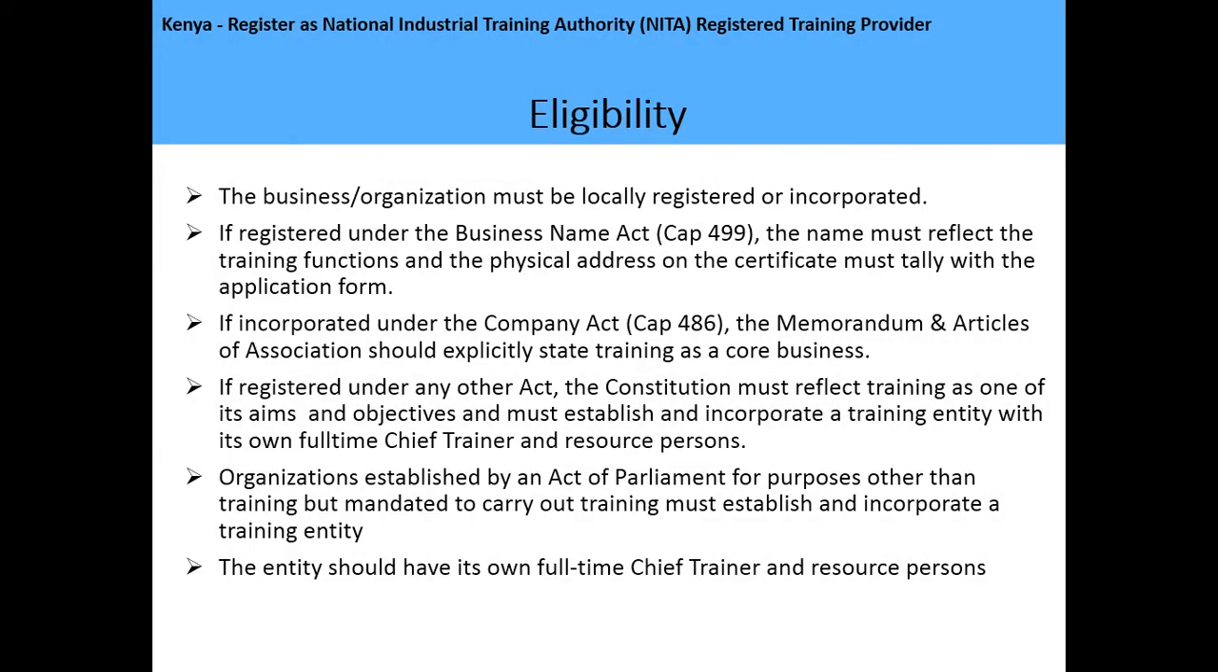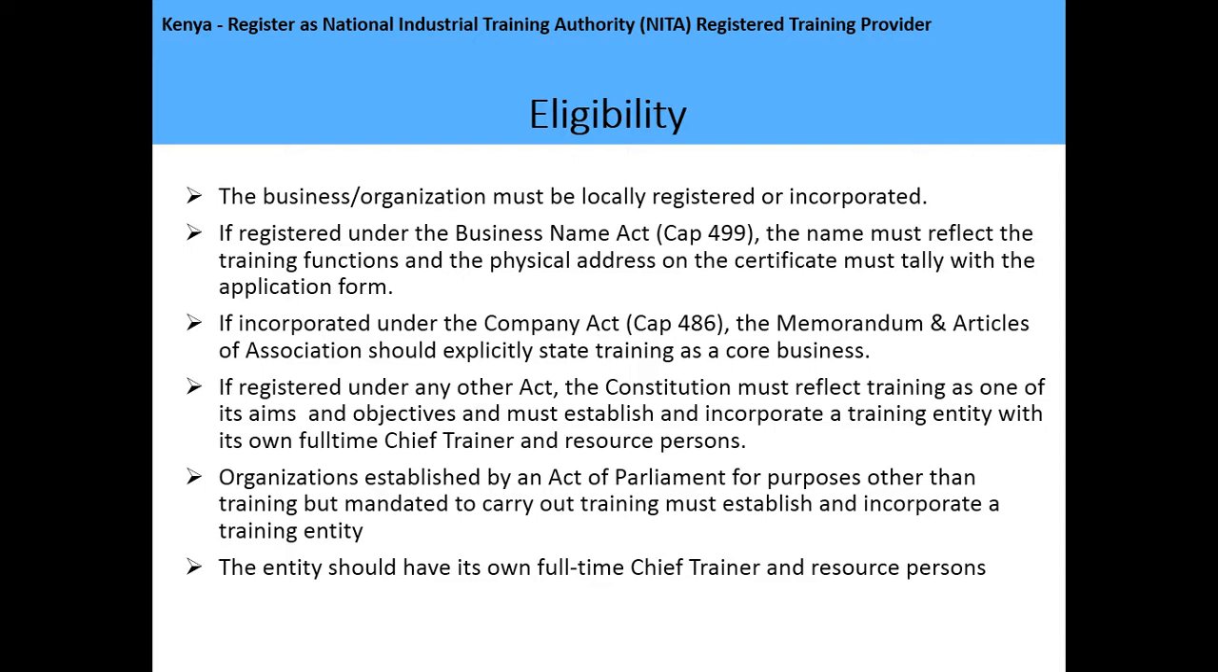The eligibility criteria are as follows. Training providers should be businesses or organizations locally registered or incorporated. If registered under the Business Name Act, the name must reflect the training functions, and the physical address on the certificate must tally with the application form. If incorporated under the Company Act, the memorandum and articles of association should explicitly state training as a core business.